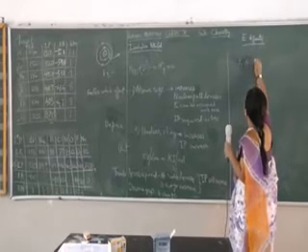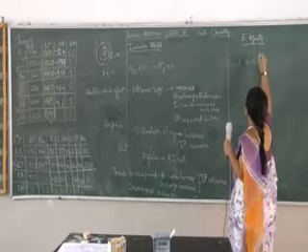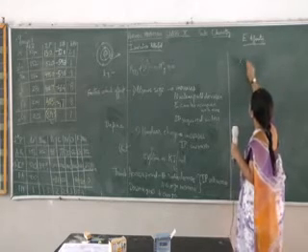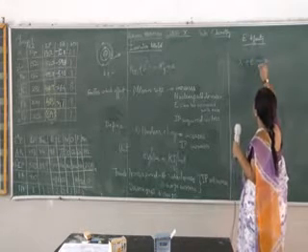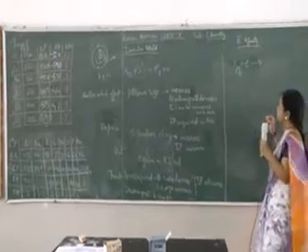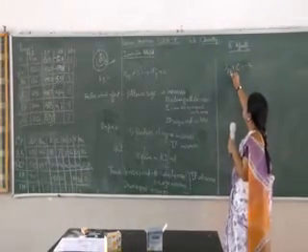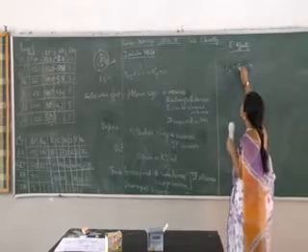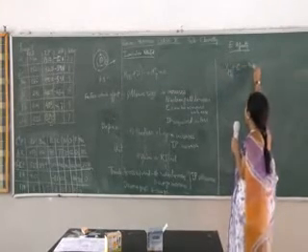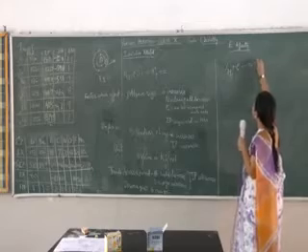plus electron, gives X minus plus electron affinity, which means this electron is added. This has to be a gaseous state, an isolated neutral gaseous atom. When an electron is added to the isolated neutral gaseous atom, what ion will it form? It will form an anion.